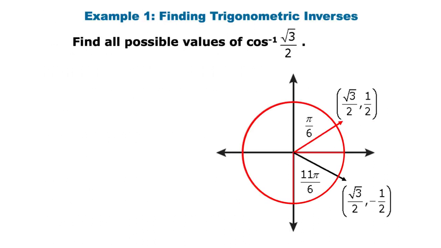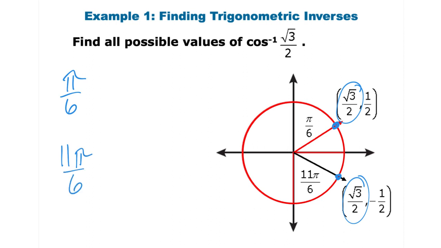So in this first example, we're going to find all possible values of the inverse cosine of square root of 3 over 2. I'm drawing it on my unit circle right here, and I'm going to find these values that have a cosine value of positive square root 3 over 2. Cosine is the x value, so cosine is going to be positive in quadrants 1 and 4. So from our unit circle, we can see that pi over 6 has a cosine value of square root 3 over 2, and so does 11 pi over 6. So those are two possibilities.